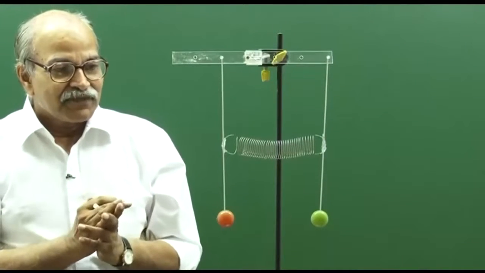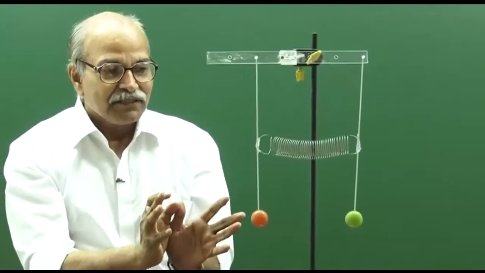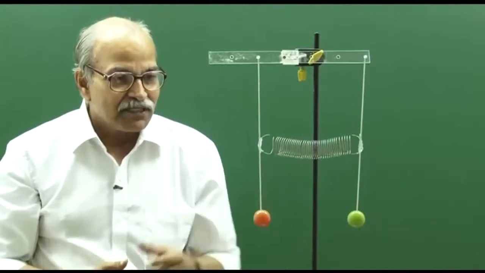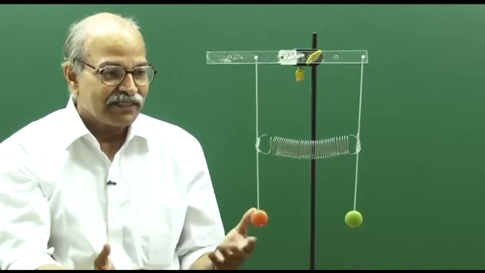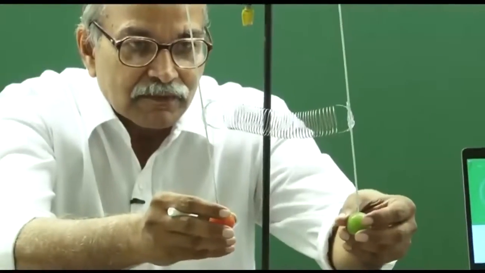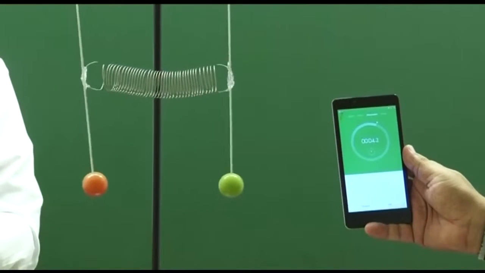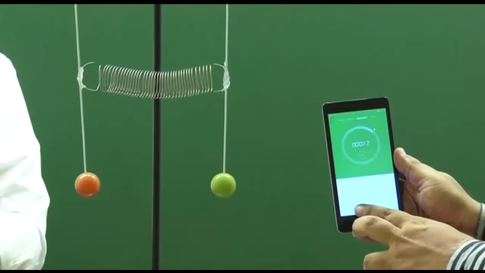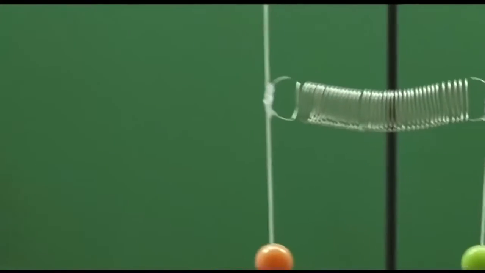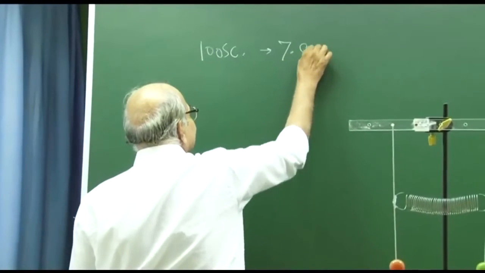Now, this vibrating system can be vibrated in several manners. One is the simplest, and I will be doing it now. I will oscillate it, and I will ask Anurag ji to measure the time for 10 oscillations, and then we will get the time period. Ready? Okay, I am starting the oscillations. Start. Okay, what is the time? 7.9 seconds. All right, so the time for 10 oscillations is 7.9 seconds.